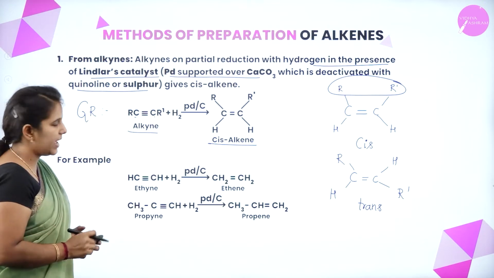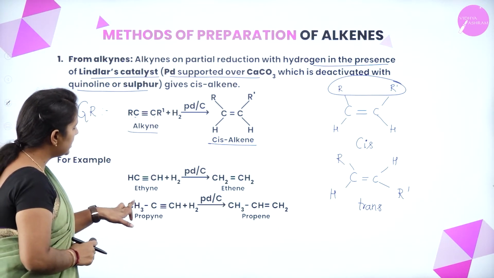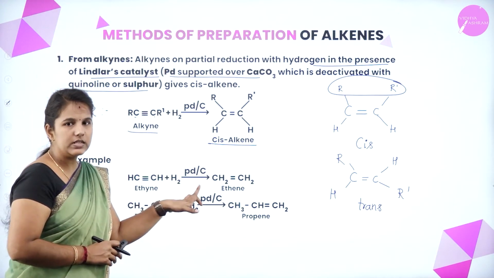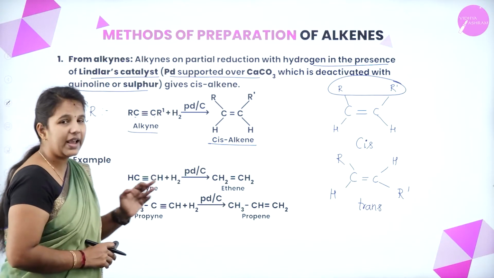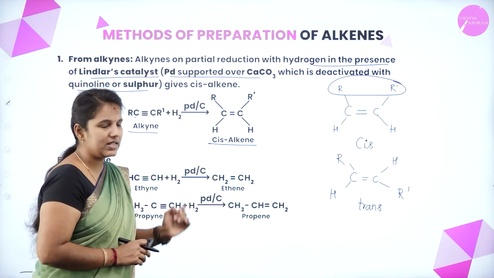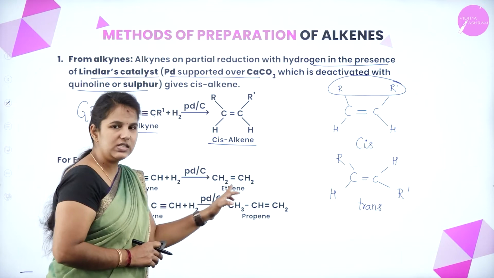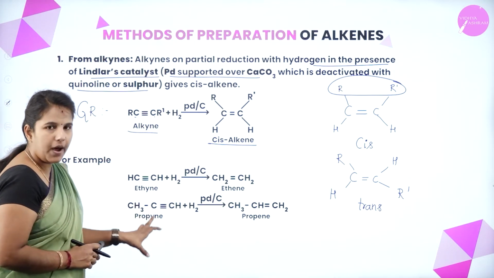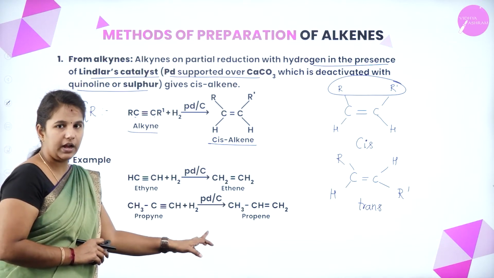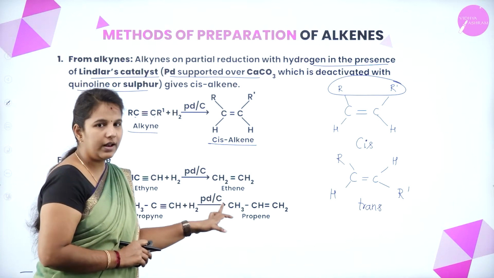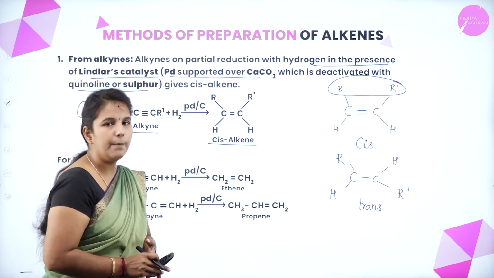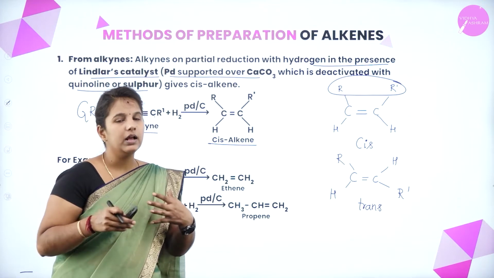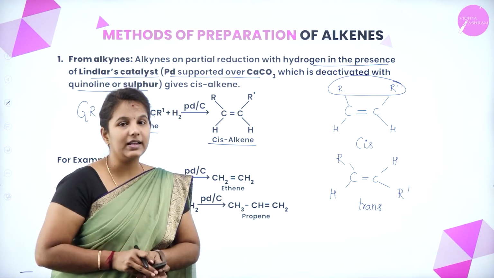Let us take one example for this. So we consider ethyne, which is allowed to react with hydrogen in presence of palladium supported with calcium carbonate, which is Lindlar's catalyst. It will give cis-alkene. Similarly, you can take propyne, which is allowed to react with hydrogen gas in presence of Lindlar's catalyst. It gives rise to the propene. This is how, by using the alkyne, we can easily prepare the alkene.